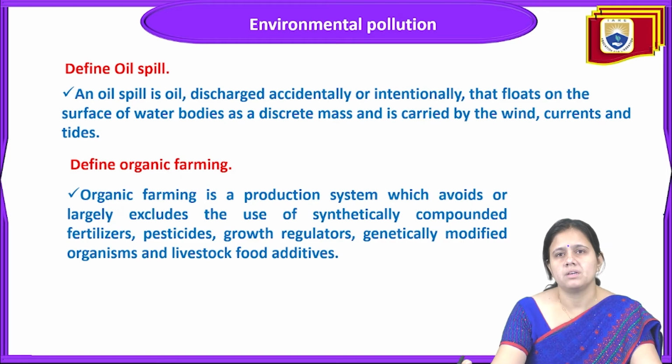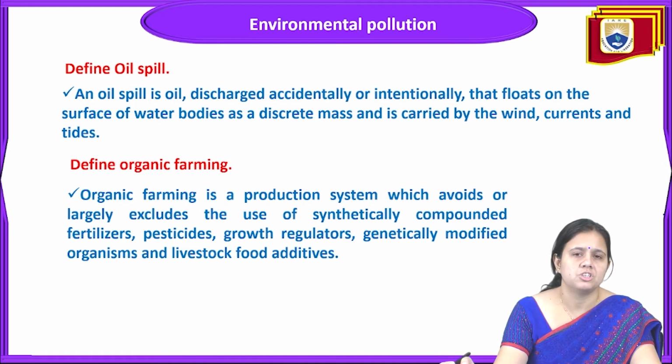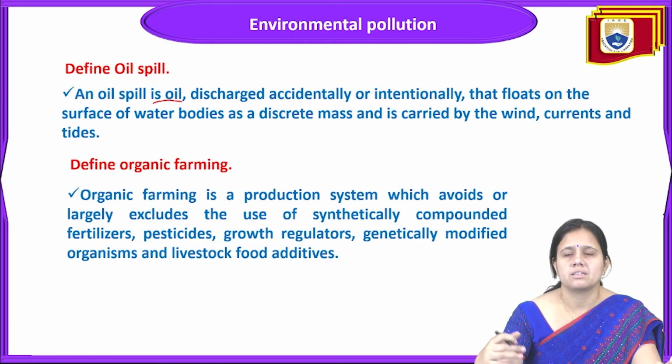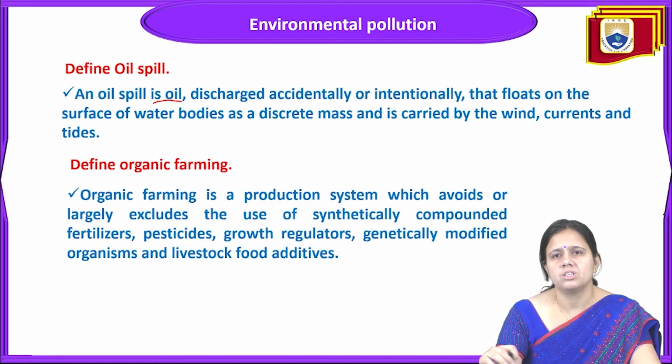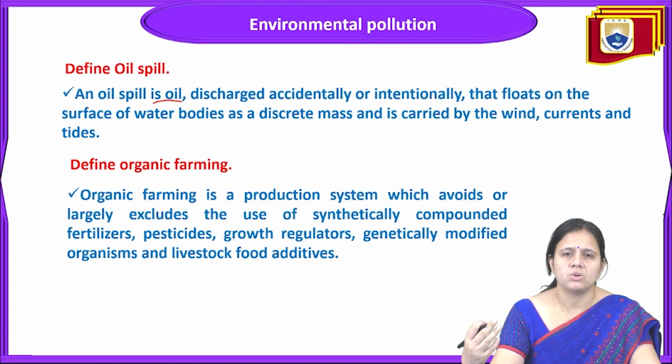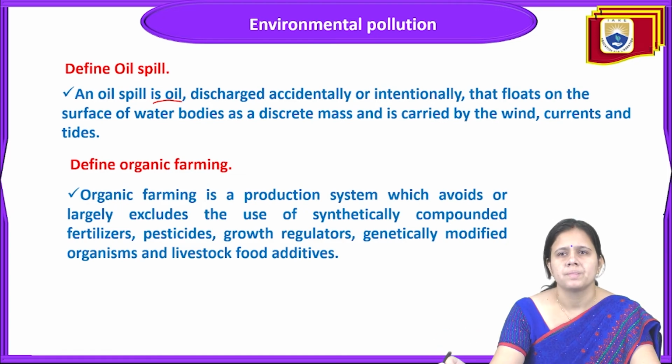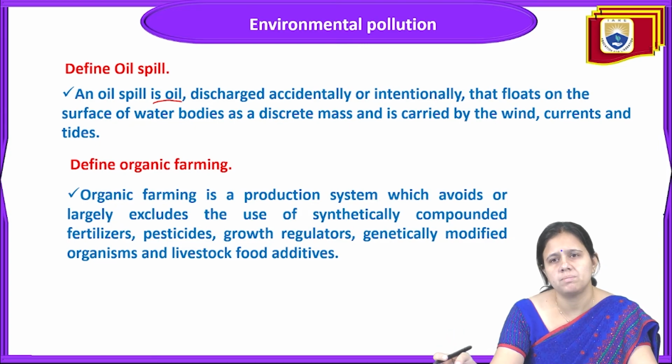Now the next term is to define the term oil spill. Oil spill is again related with water pollution or sometimes soil pollution. An oil spill is a discharge of oil, accidentally or intentionally, that floats on the surface of water bodies as a discrete mass and is carried by wind, currents and tides. It is a discharge of oils into the aquatic system, sometimes the marine system also, carried from one place to another.